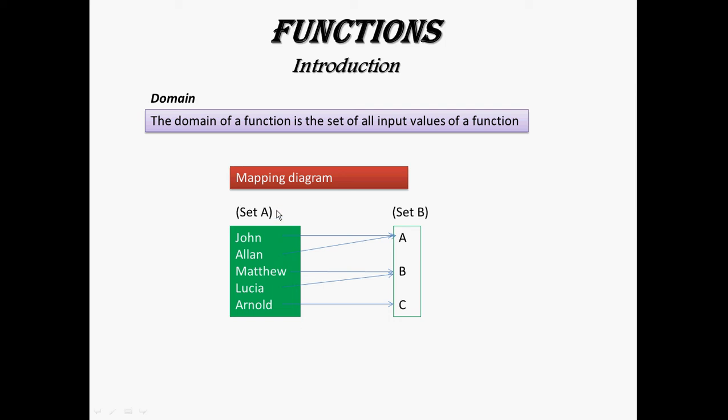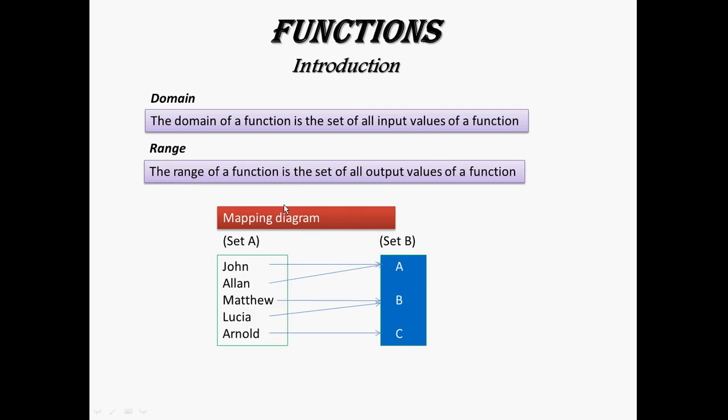The set of students is the original set. Let's look at another equally important term to familiarize with, which is range. The range of a function is the set of all output values of a function. Here let's look at set B. Set B comprises of the outputs, that is the results which were obtained by the students when they sat for a mathematics exam. We started with the students, they wrote an exam and they gave us this output. So set B is the range of our function.